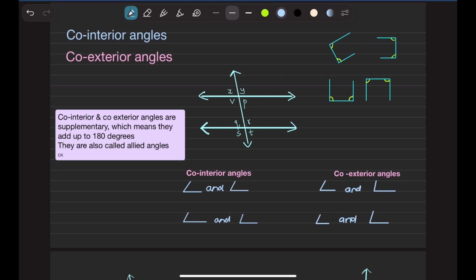Come on, let's see. Co-interior, where is our C? This is our C. The head of C, tail of C, or the top line and the bottom line. This is the transversal. Interior means we're going to look inside of C. So angle V and angle Q. V and Q are one pair. Which is the other pair, guys? This is another C. P and R.